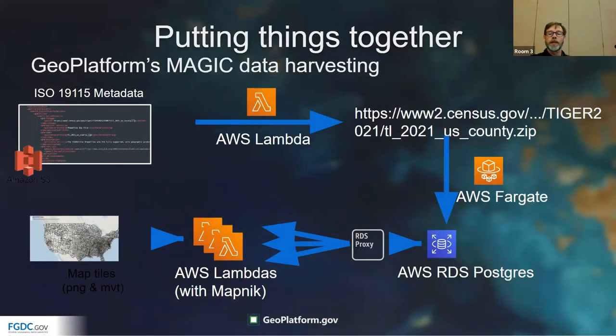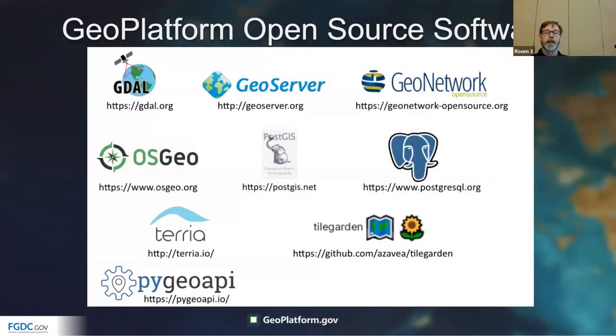And then putting this all together, we pull the ISO metadata, inspect the ISO metadata, then we pull the attached data file that we can access. We index it in our Postgres database, and then use RDS Proxy with Mapnik to create the maps. And Joel will talk more about that in his section coming up.